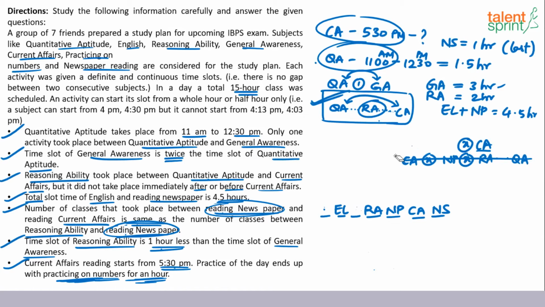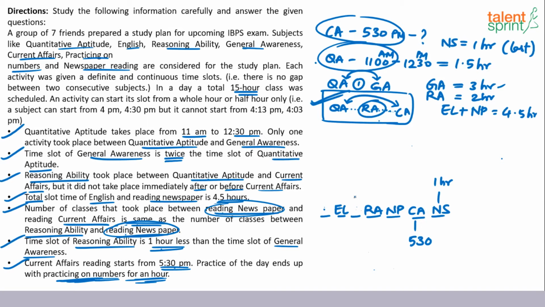Anyway, let me write the times now. Right? We know at least some of the times. What do we know? We know current affairs started at 5:30 p.m. So this starts at 5:30. It goes on till what time? Current affairs is for how many hours? Do we know that? We do not know that. Okay, so it starts at 5:30. We do not know the end time, and we do not know the time of NS also. But what we know is numerical skills will be for 1 hour. The last 1 hour, right?